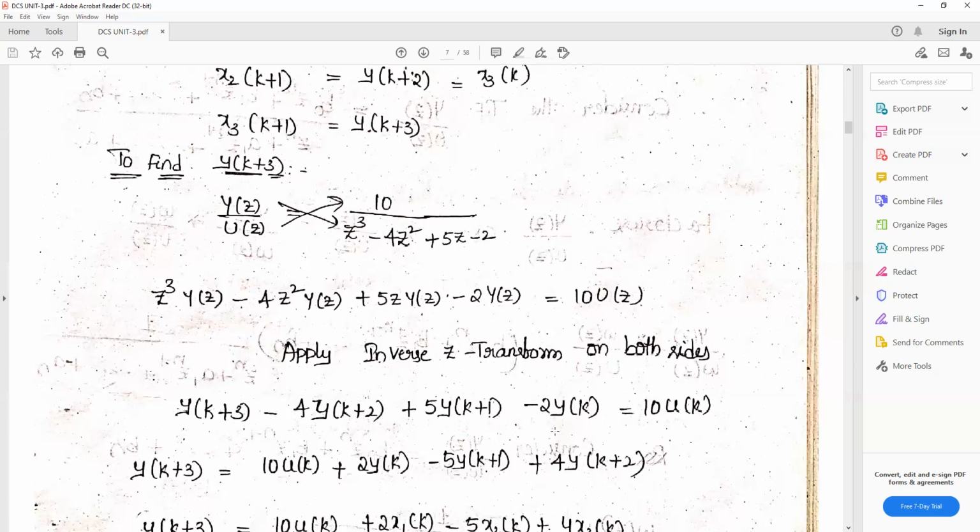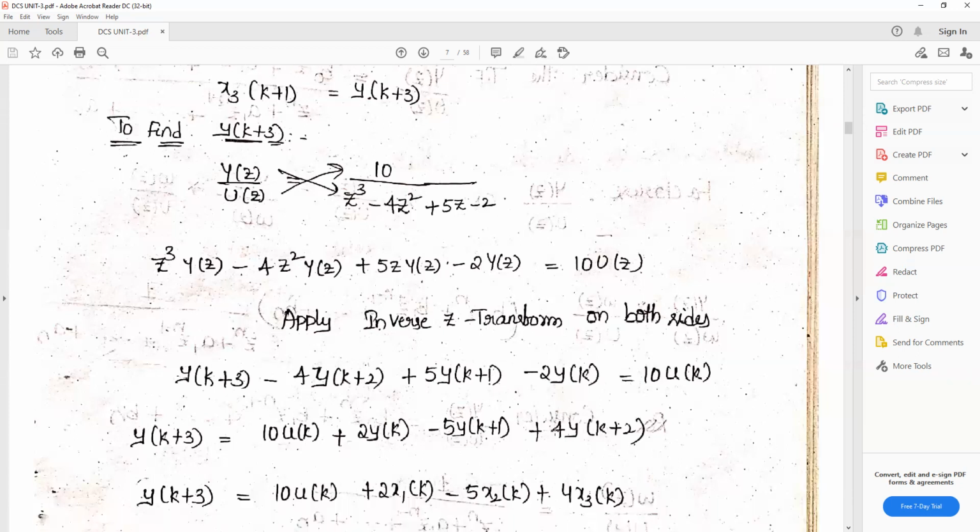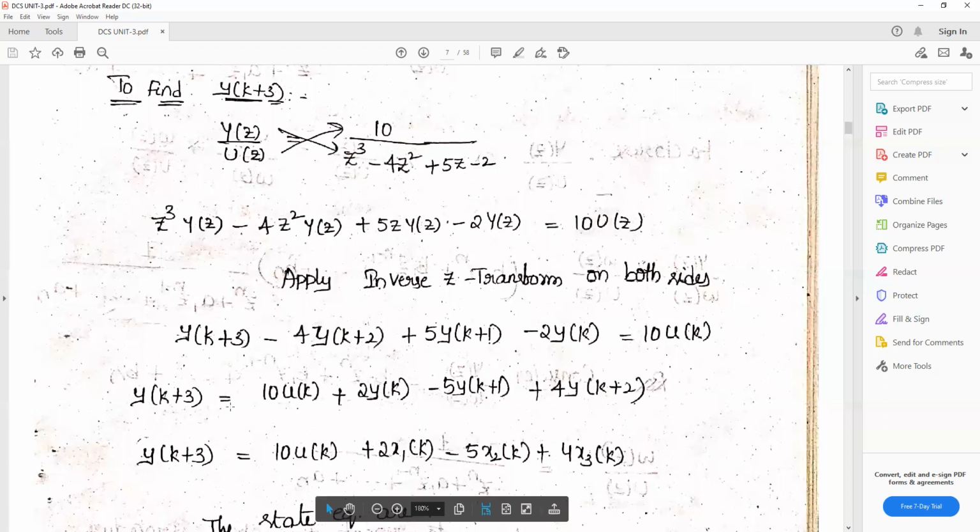This is converting from the z transform. The highest order is z power 3 into Y of z, an order 3 system. So y of k plus 3 is equal to 10 into u of k plus 4 into y of k plus 2 minus 5 into y of k plus 1 plus 2 into y of k. Here y of k is x1 of k, y of k plus 1 is x2 of k, and y of k plus 2 is x3 of k.